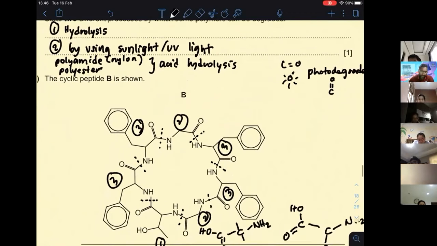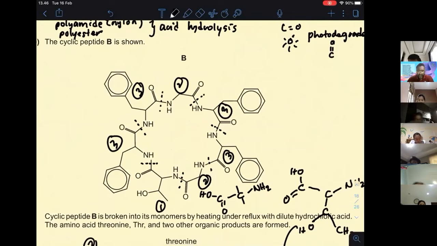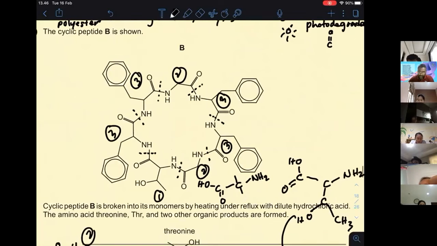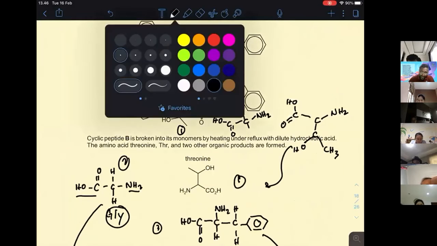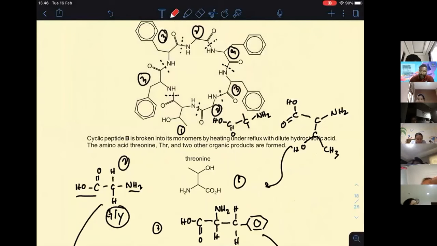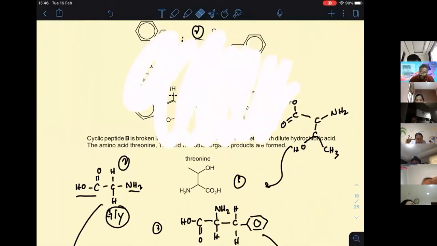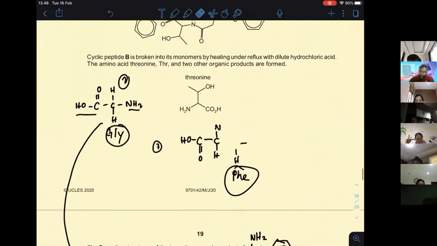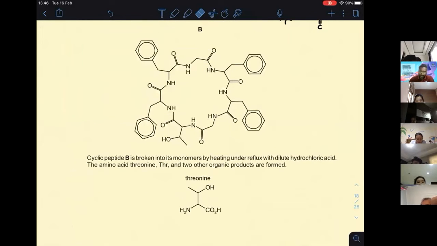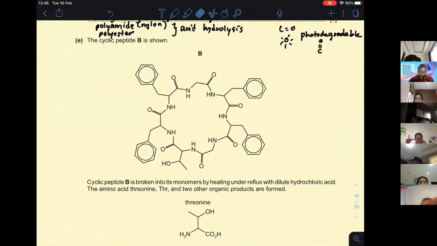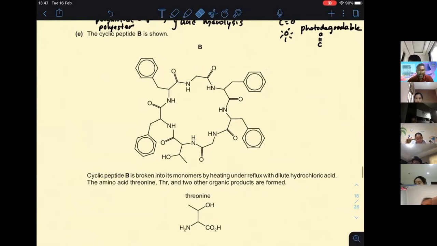Now, next is going to be a cyclic peptide B is shown. For this one, maybe I have written over here, so maybe I'll use a different ink so that you can see. What you can see over here is this molecule. Cyclic peptide B is broken to its monomer by heating under reflux with dilute hydrochloric acid. So the amino acid and two other products are formed. You have one of the amino acids here.